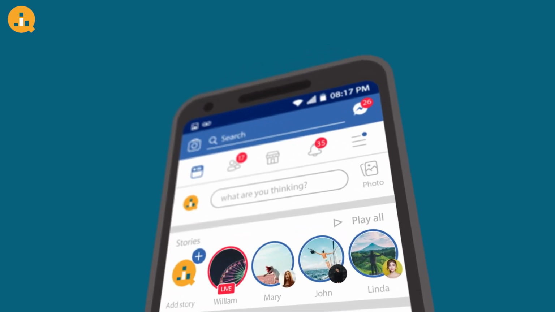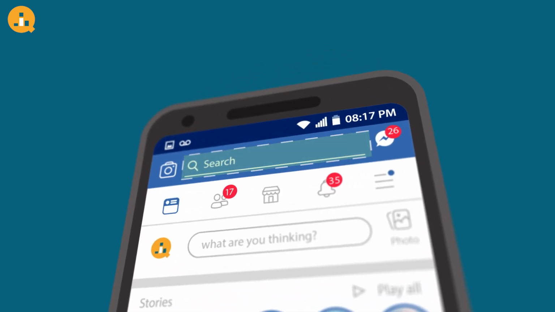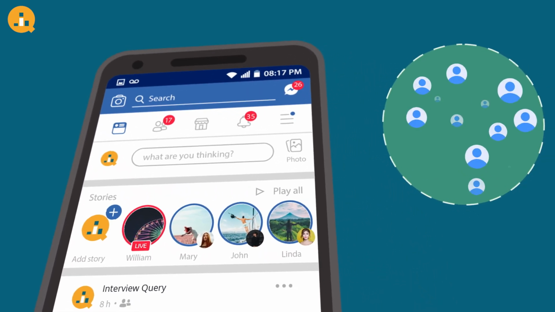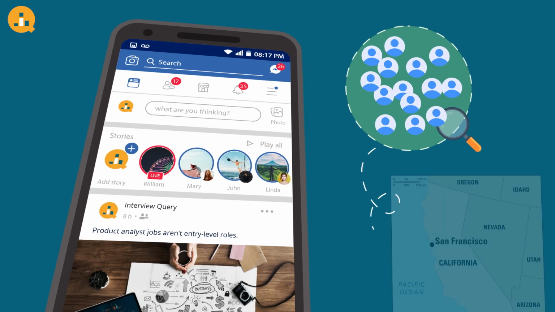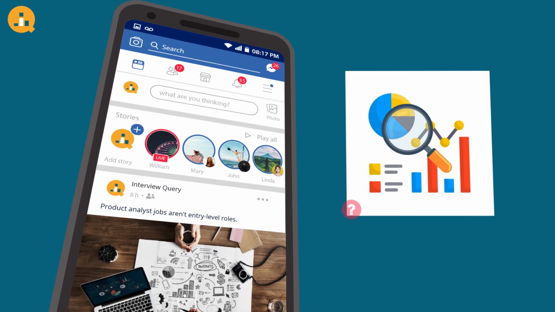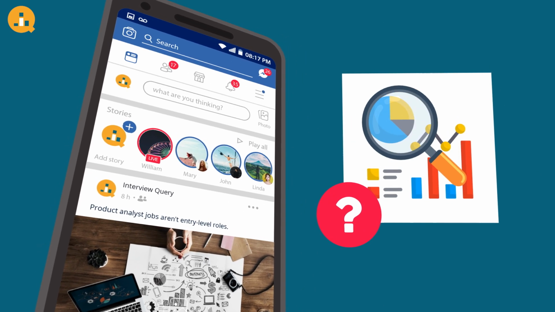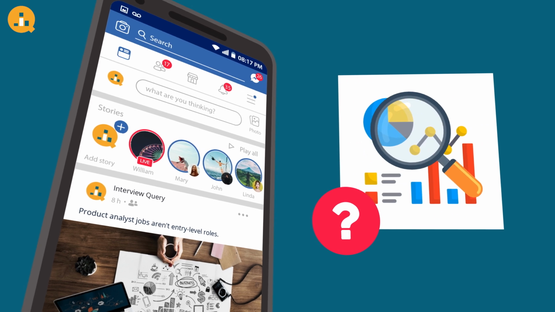Let's say that we want to improve the search feature on the Facebook app to improve search results for people looking for things to do in San Francisco. What would you investigate and what metrics would you come up with to understand if the current functionality in the search was performing well?